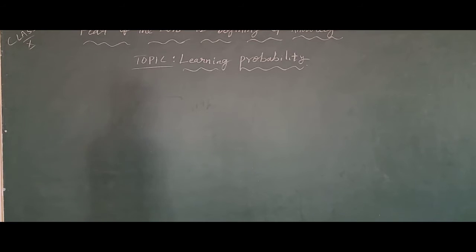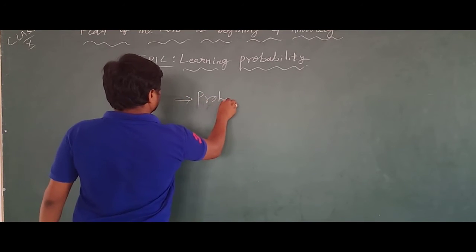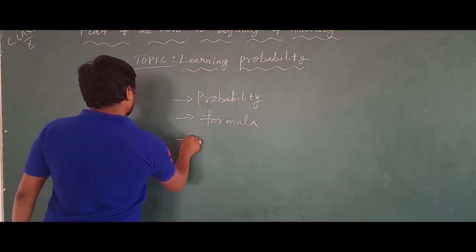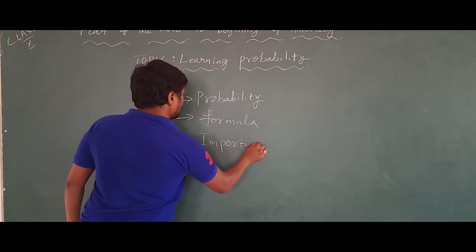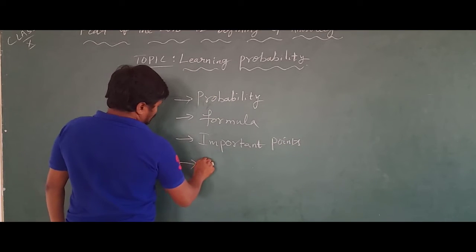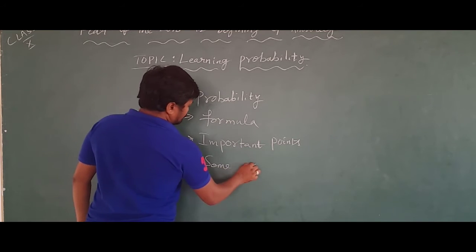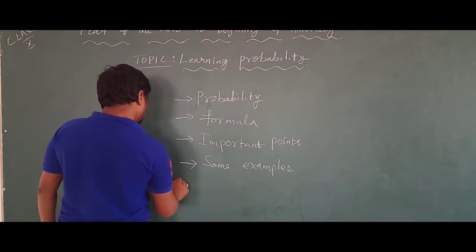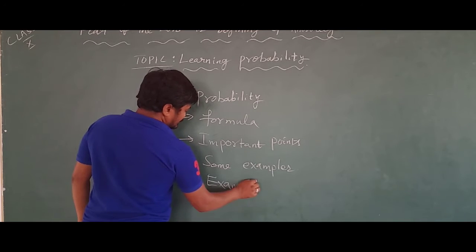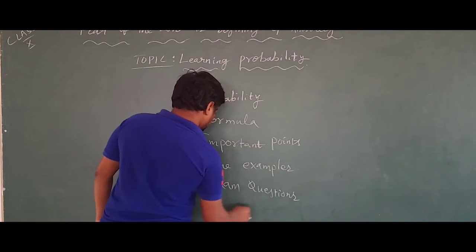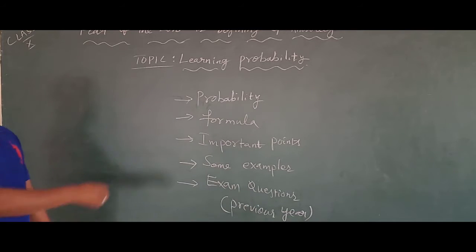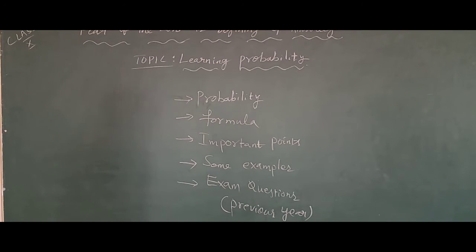Step by step, we are going to discuss now. First, what is probability; second, what is the formula for probability; third, important points in probability which you need to remember; and fourth, some examples for each and every concept, and then exam problems, that is previous year questions and models. So this is about our whole topic.